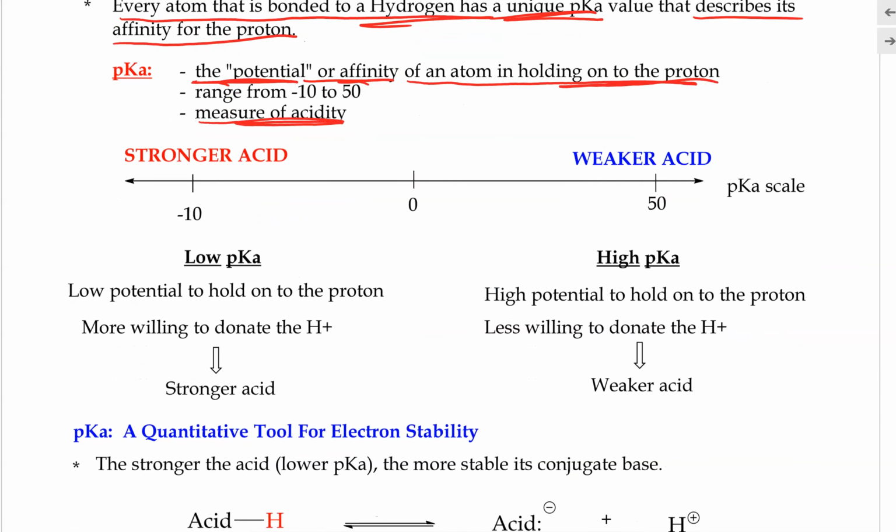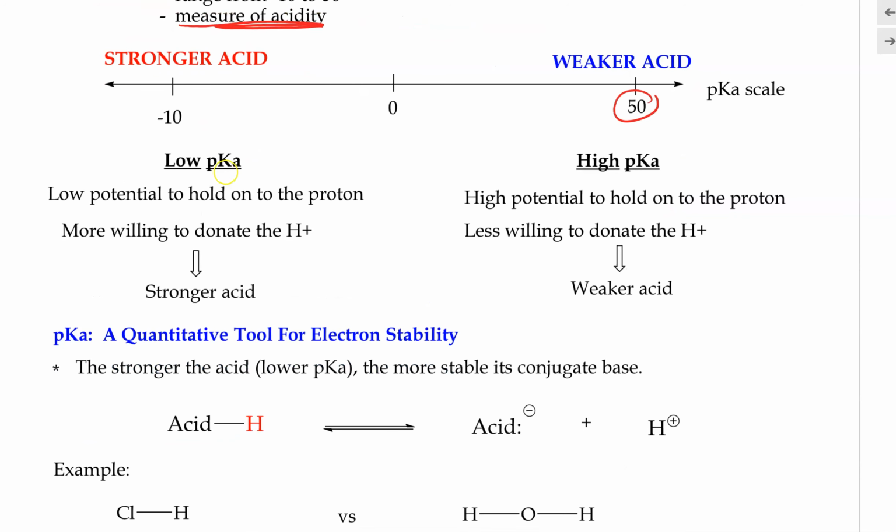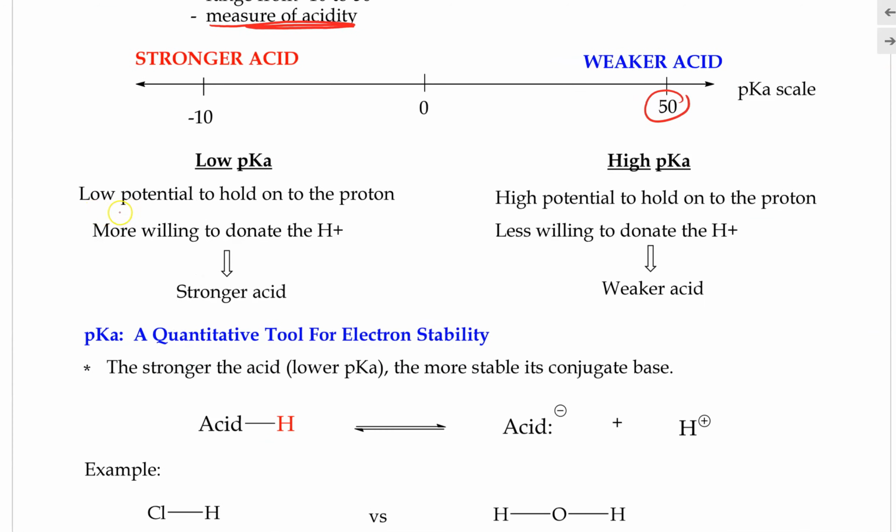The stronger the acid, the lower the pKa value, versus the weaker the acid, the higher the pKa value. Low pKa means that the substance has low potential to hold on to the proton, which means it is more willing to donate the proton. That is the very definition of an acid: an acid is a proton donor. So if something is more willing to donate the proton, that makes it a stronger acid.